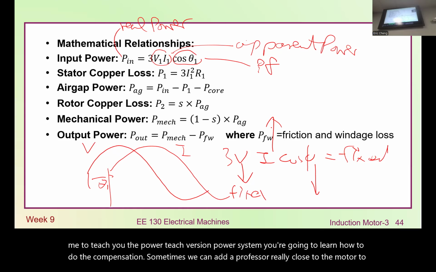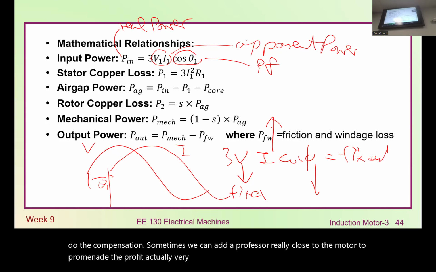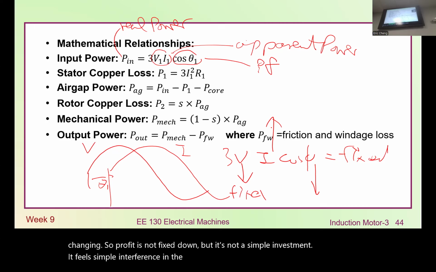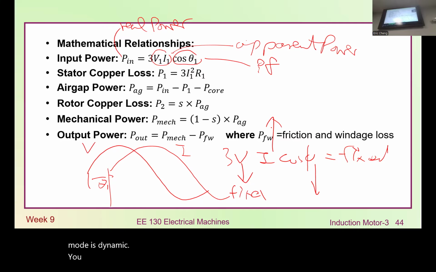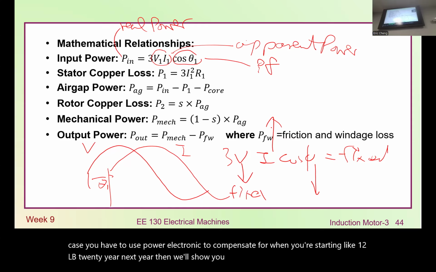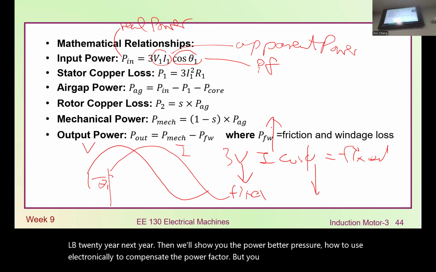The power factor actually changes when you change the load. So power factor is not a fixed parameter, and it's not a simple inductor. If you have a simple inductor in a circuit, you can use a capacitor to compensate, but a motor is dynamic. So you need to use a dynamic capacitor, but it's more complicated. In this case, you have to use power electronics to compensate for the power factor. When you study my power electronics course next year, we'll show you power factor correction, how to compensate the power factor electronically. But you need to wait for 10 months. Okay, that's a really good question.